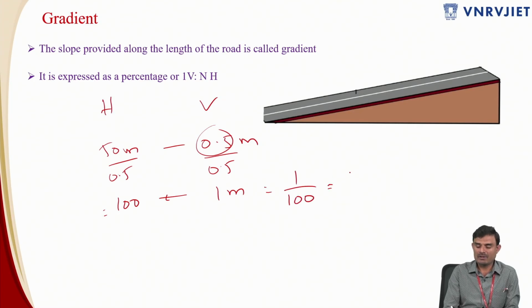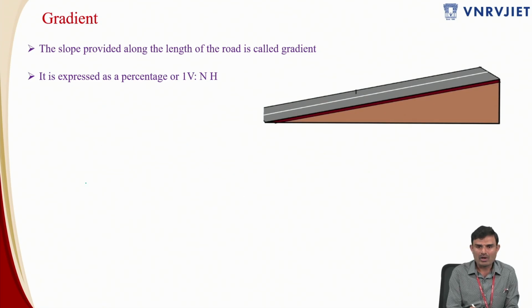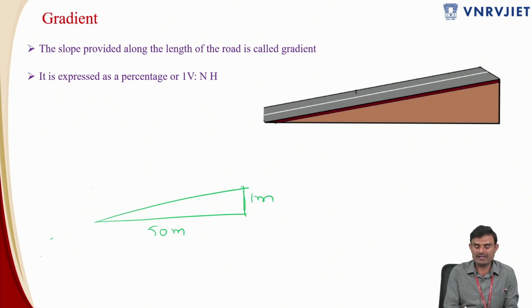Again, this can be represented as a percentage, so that is nothing but 1%. If you want to compare two different types of gradients, in this condition I have gone a horizontal distance of 50 meters and I have a rise of 1 meter. So this is one kind of gradient. Another gradient I will mark in a different color. So I have traveled 100 meters, 50 plus 50, which is nothing but 100 meters, and still I have a rise of 1 meter itself.